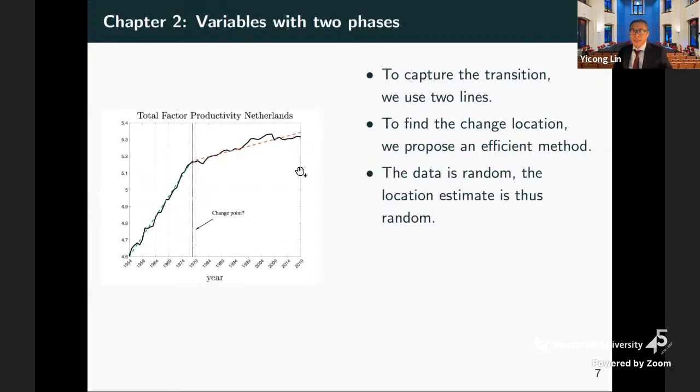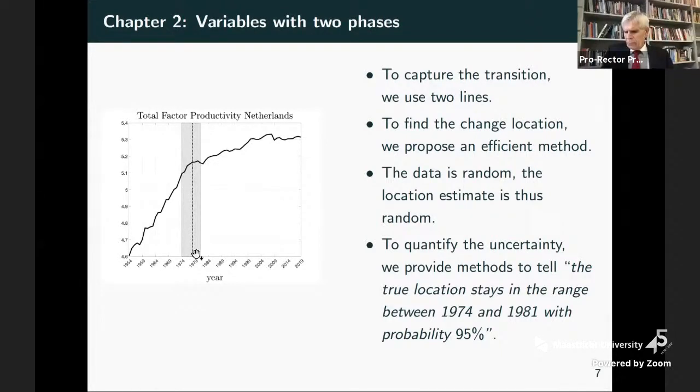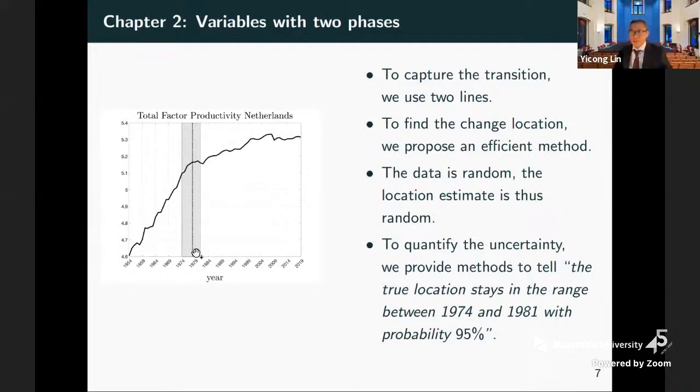Note that the data is random. The location estimate is also random. To quantify the uncertainty, we further propose methods to tell statements like the true location stays in a certain range with probability 95%. And the range here is between 1974 and 1981.